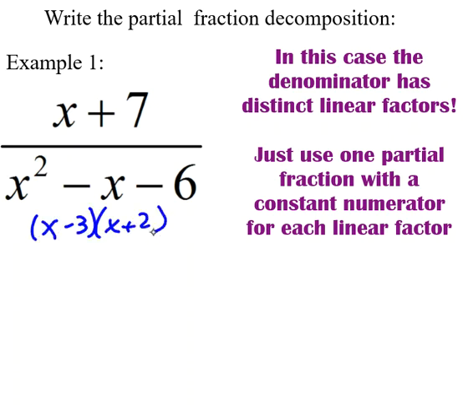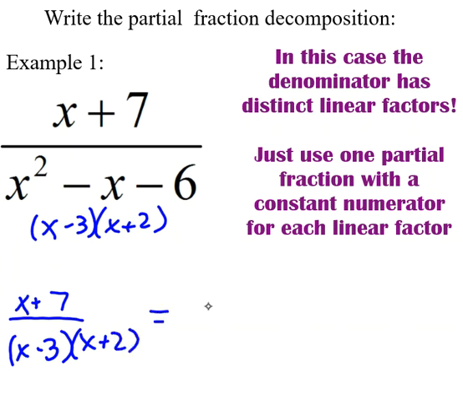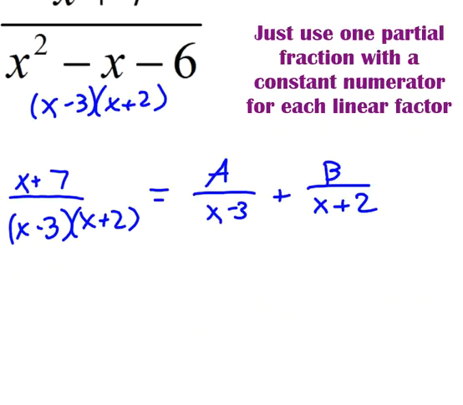So when we do that, we're going to have x plus 7 on the top, x minus 3, x plus 2. And we can set that equal to some numerical value over x minus 3 plus some numerical value over x plus 2. So it's one partial fraction with a constant numerator for each of those linear factors. Now I'm going to multiply both sides by the quantity x minus 3, x plus 2.